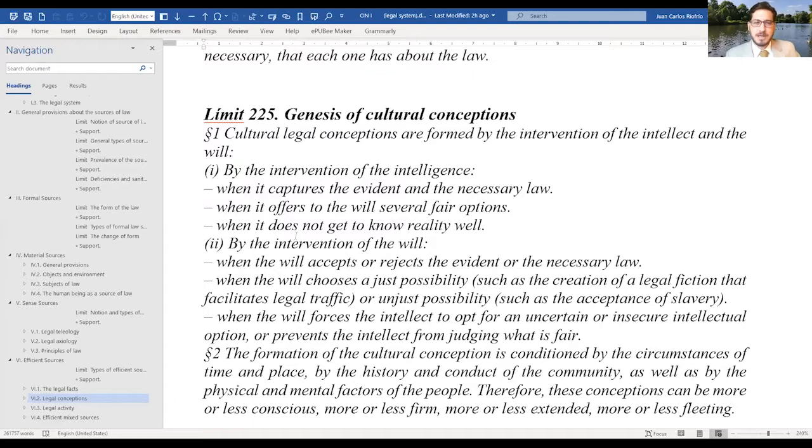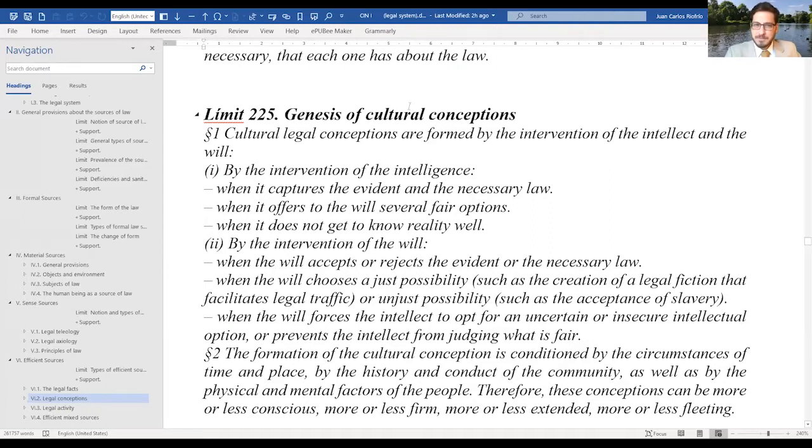So, how are cultural conceptions created? Well, you have the answer here, as in all things, no? By the intervention of the intelligence and reflection, when it captures the evident and necessary law, but also reflecting by the intervention of the will. It is very interesting.